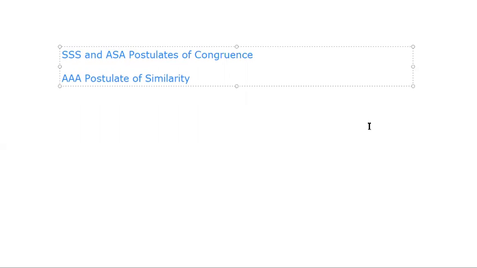So remember we had similar figures, and that's when the lengths of their sides were in the same ratio. And now we're going to prove triangles, either similar or congruent, based on measures of angles or lengths of sides. So let's look at the side, side, side postulate first. That's going to be the first one on our list.